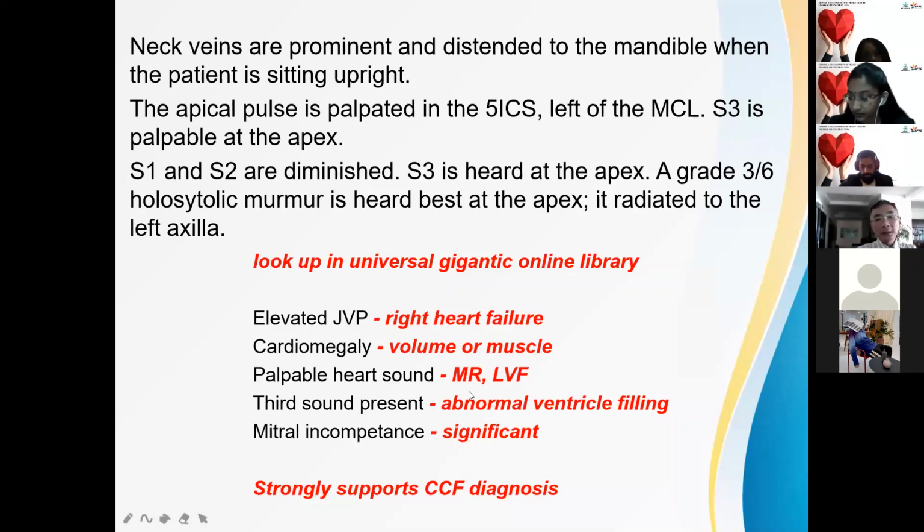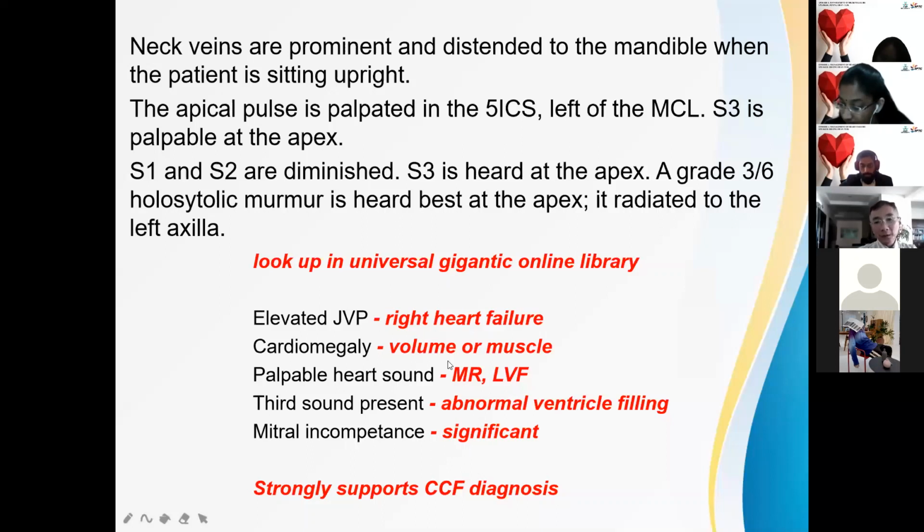And a palpable third heart sound is due to mitral regurgitation, because in mitral regurgitation, there is a volume overload, and so the filling is too fast. You Google it up and you will find that a palpable third heart sound is due to abnormal ventricular filling. If it becomes palpable, it means two conditions: severe mitral incompetence or left ventricular failure. And the way he describes grade 3/6 radiating to the axilla, the mitral incompetence is not mild, it's significant.